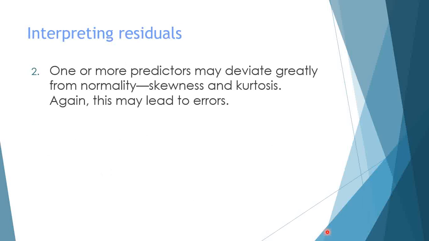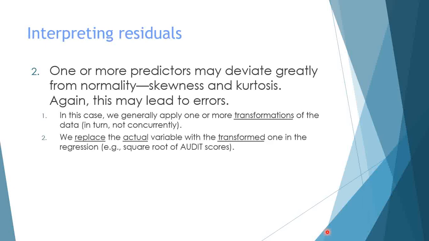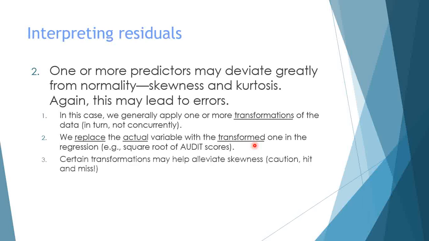And the other option is when one of your predictors deviates greatly from normality, so skewness and kurtosis, we can actually apply a data transformation, which you'll see how to do in the tutorial. So what we do is replace the actual variable with the transformed one in the regression. So for example, we might take the square root of particular scores. Certain data transformations may alleviate skewness, but it's very hit and miss, and sometimes it can make the pattern worse. So we're very reluctant to transform data, and it would only be if it affected the normality of the residuals, or if it affected homoscedasticity.